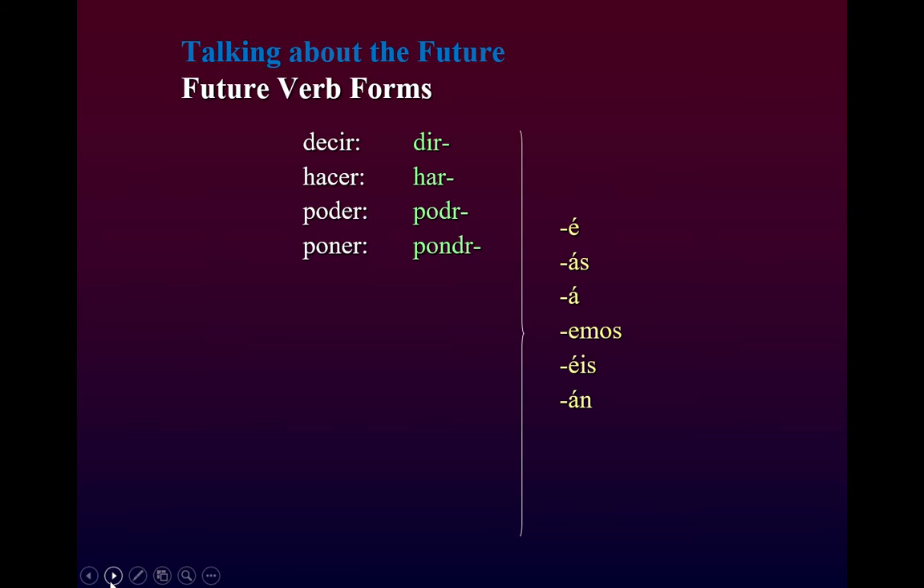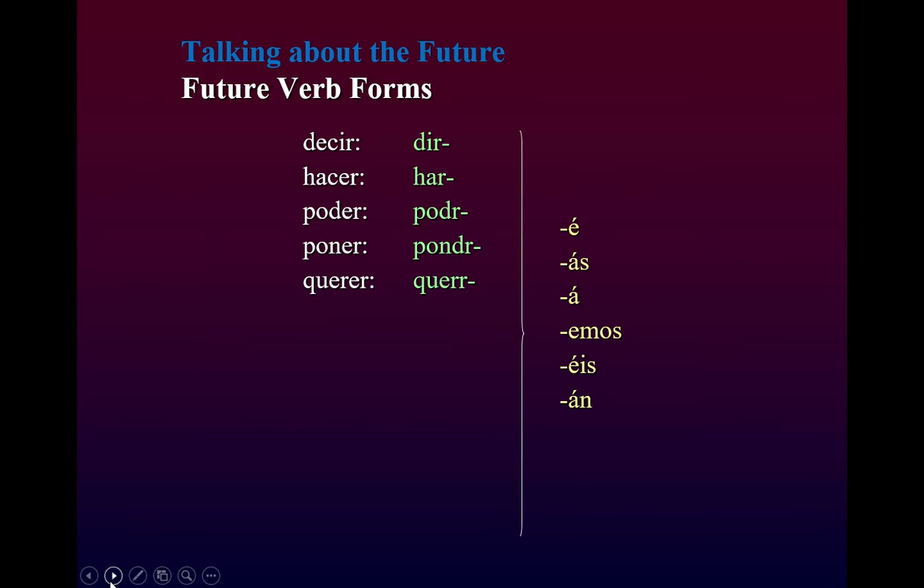The next verb, poner. Be careful with the verb poner because the future stem looks very similar to the verb poder. But poder becomes podré, which of course would be I will be able. Pondré, with the N in there, pondré means I will put. So pondré los libros en la mesa. I will put the books on the table. ¿Dónde pondremos el pastel? Where will we put the cake?